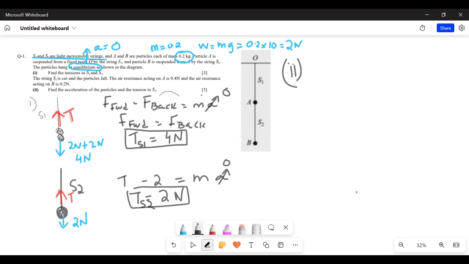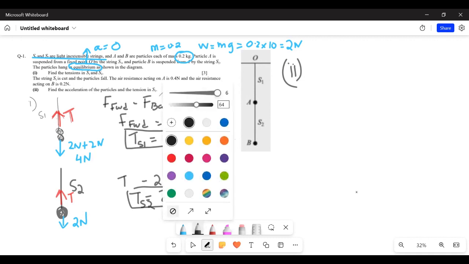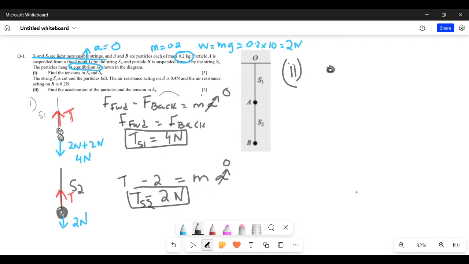Find the acceleration. Okay, what does it say now? String S1 is cut and the particles fall. So now it's going to be like this. S1 is cut, so you have a weight, a string, and another weight: particle A, particle B, and string S2 only.